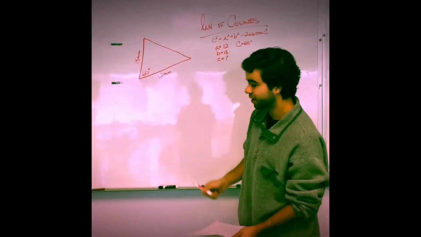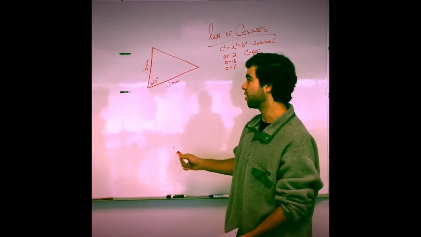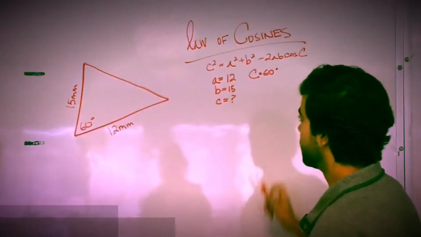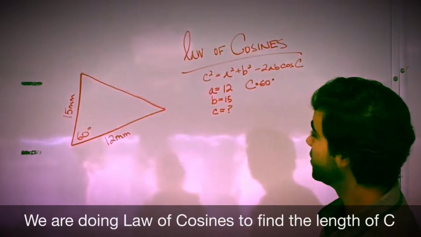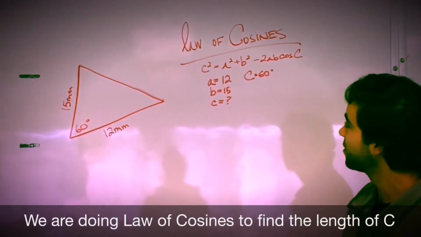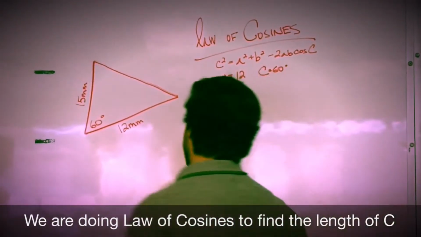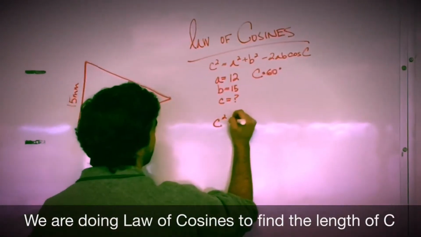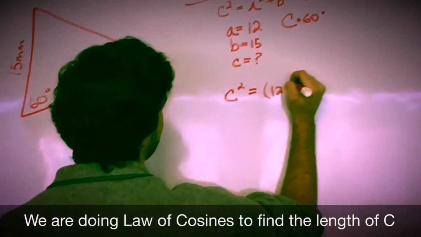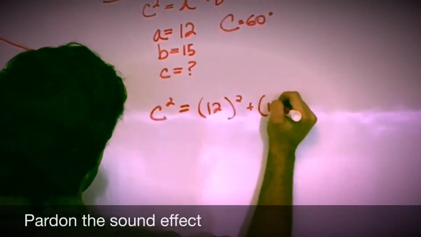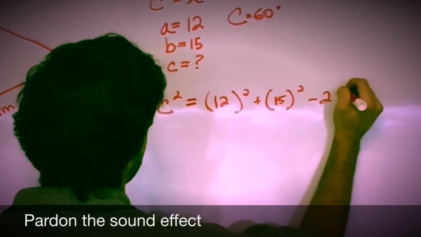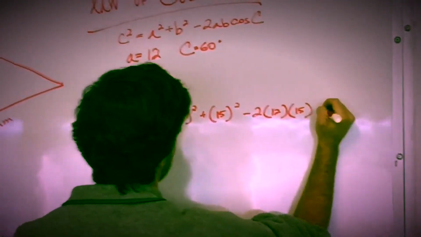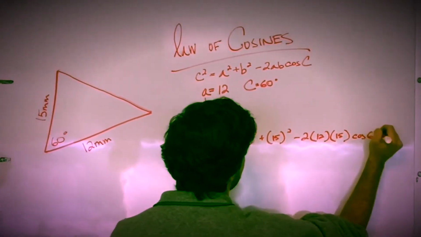Now we know that one hand of the clock is 15 millimeters long, the other hand is 12 millimeters long, and the angle between them is 60 degrees. So we can do the law of cosines: c squared equals a squared plus b squared minus 2ab cosine of angle C. Now we're going to plug in our values. Unknown c squared equals our first hand squared plus our second hand squared minus 2 times the first hand multiplied by the second hand times the cosine of the angle between the two, which is 60.